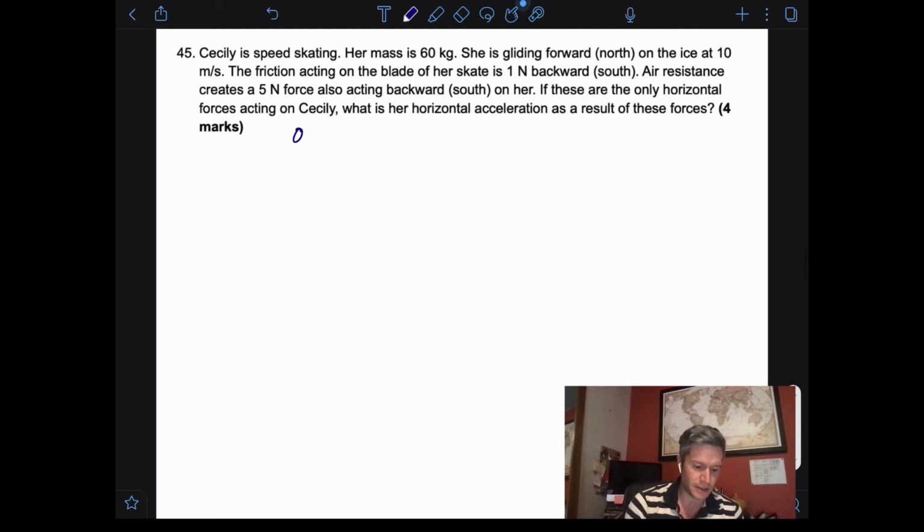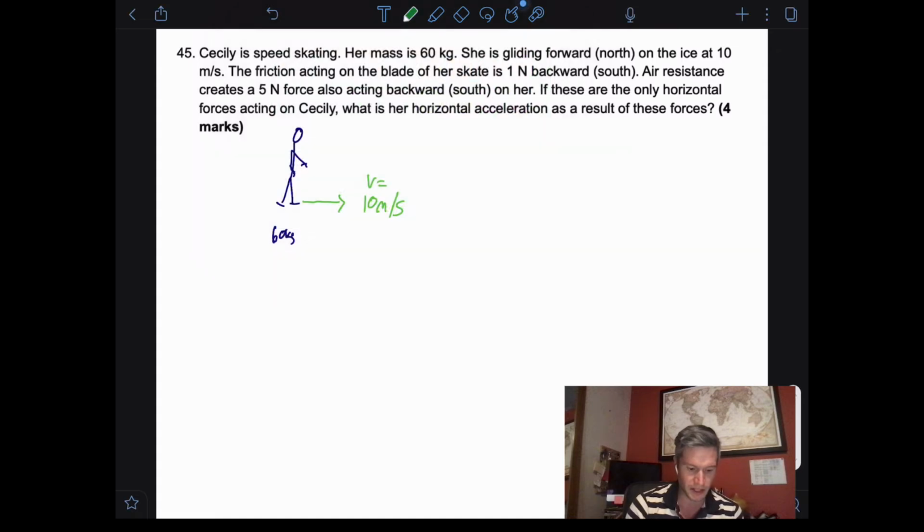So again, just as always, it's great to have a free body diagram. There's her speed skates, nice and long. Her hands out. There we go. Right, so again, mass, we know she's 60 kg, and we know her velocity, so she's moving forward at, let's see, 10, actually we can probably pick a better spot. It's not quite a free body diagram, so that one is at 10 meters per second. So that's her velocity.